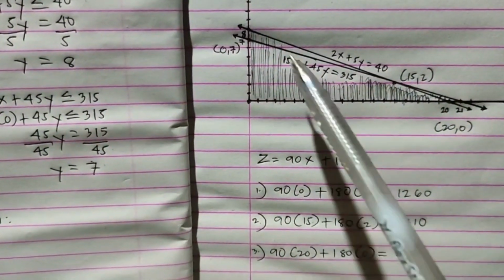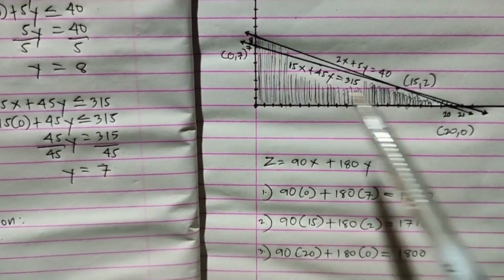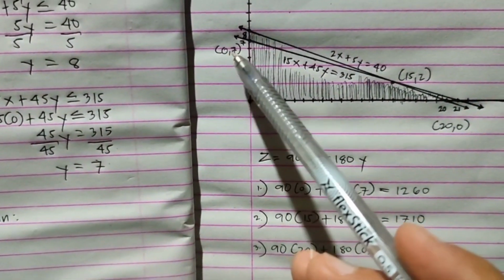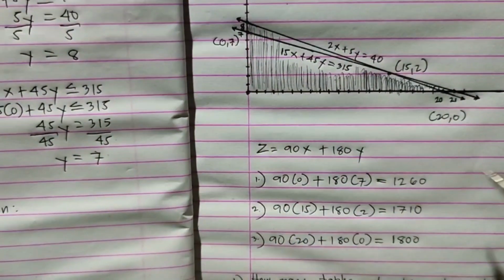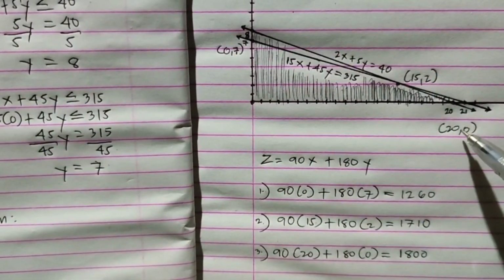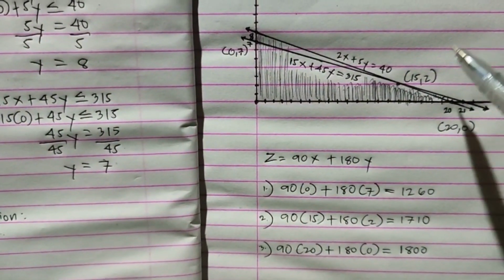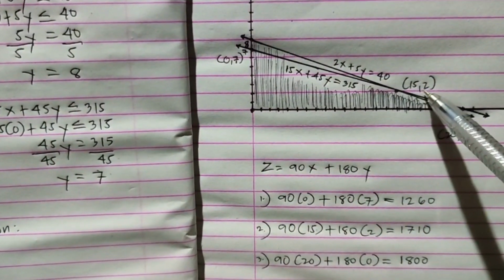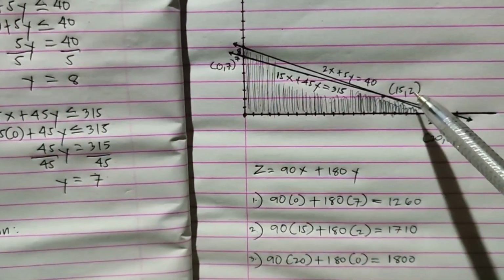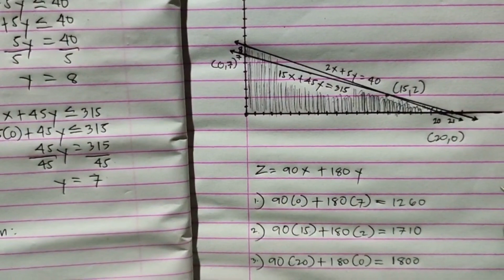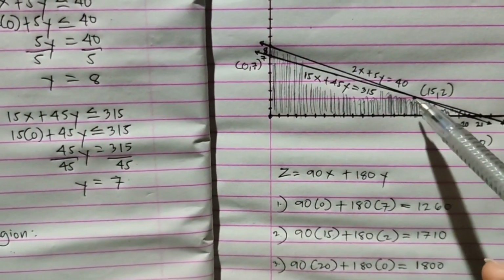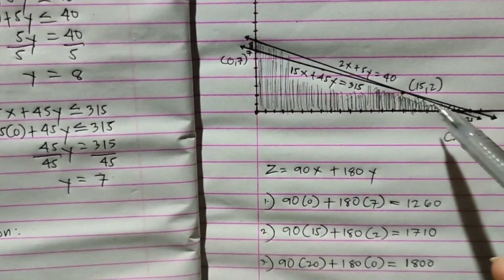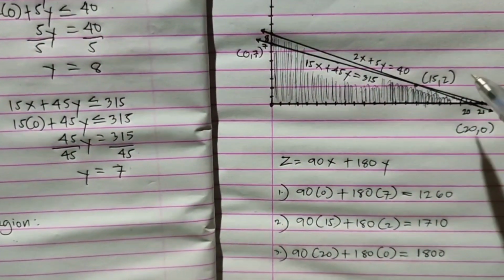So, saan siya nag-meet? May tatlong vertices. So, the first vertex is 0 and 7. X is 0, 7 is y. Second is x is 20, 0 is y. And the last one is this, 15 is x and 2 is y. So, kung gusto mo, if you wanted to have an accurate coordinates for this one, you can use the elimination method. Pero ito, accurate naman din ito.